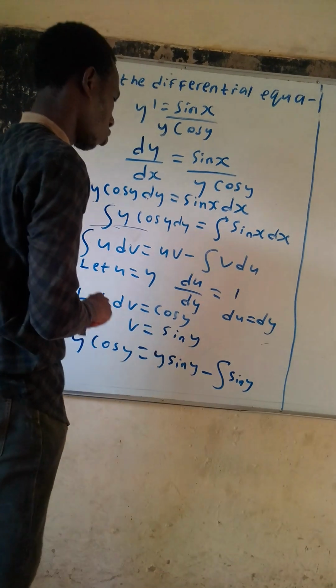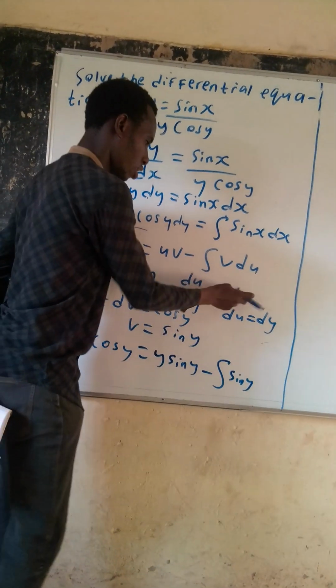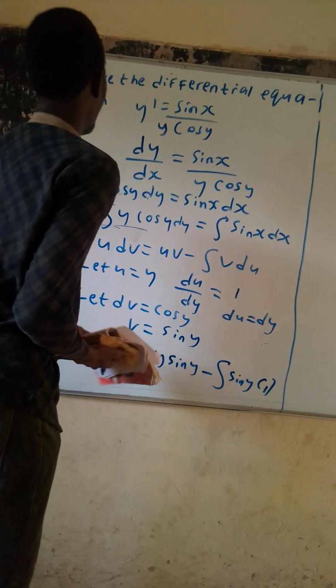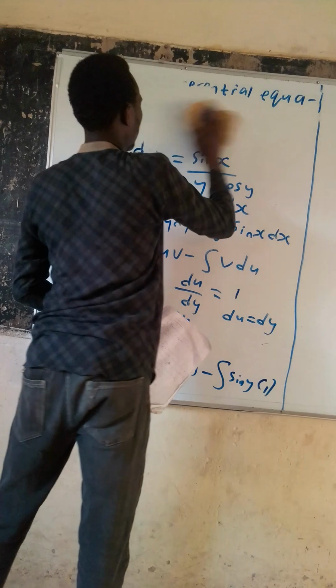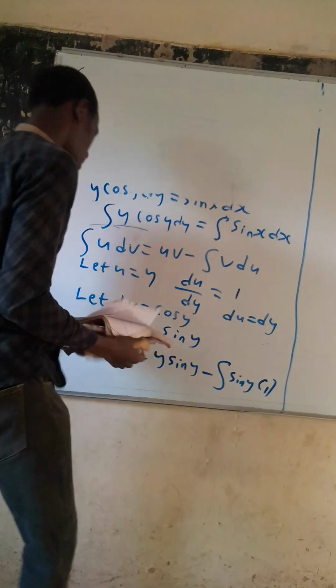Sine y. Are you getting me now? So what is du/dy? du/dy is 1. Are you getting me now? So having done that, we are going to go to the next step.